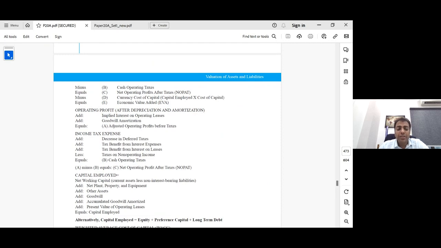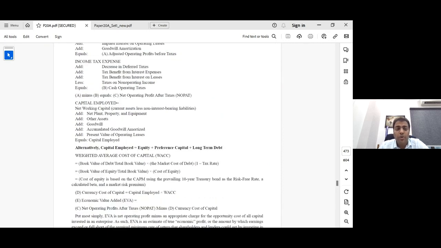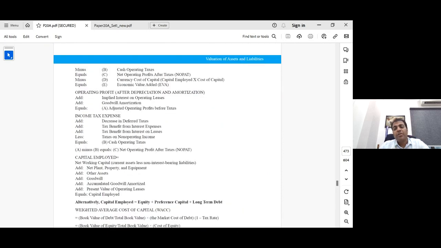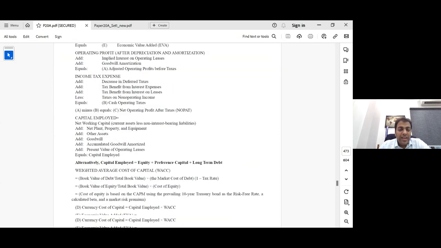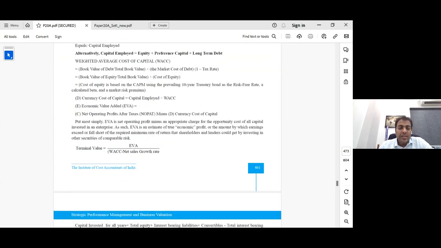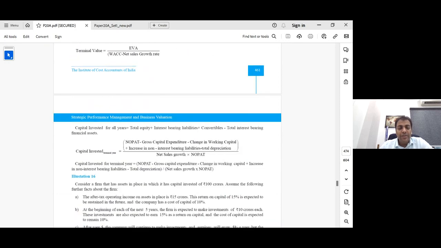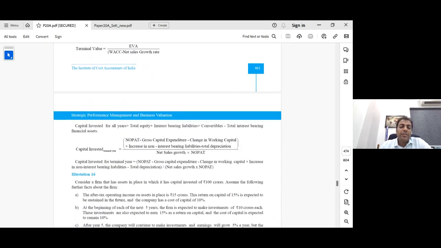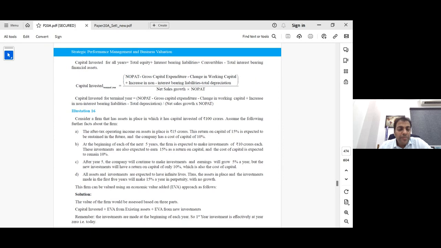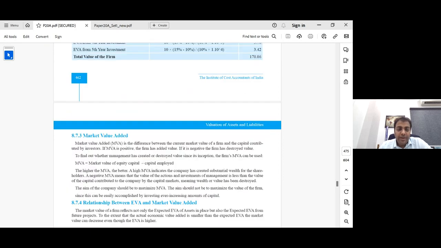You've got the detailed calculation of this. What should you consider in capital employed? What should you consider in your net operating profit after taxes? All of that is given here. Read this carefully, practice this carefully. Prepare this well for your exams as well as your practical life. OK.